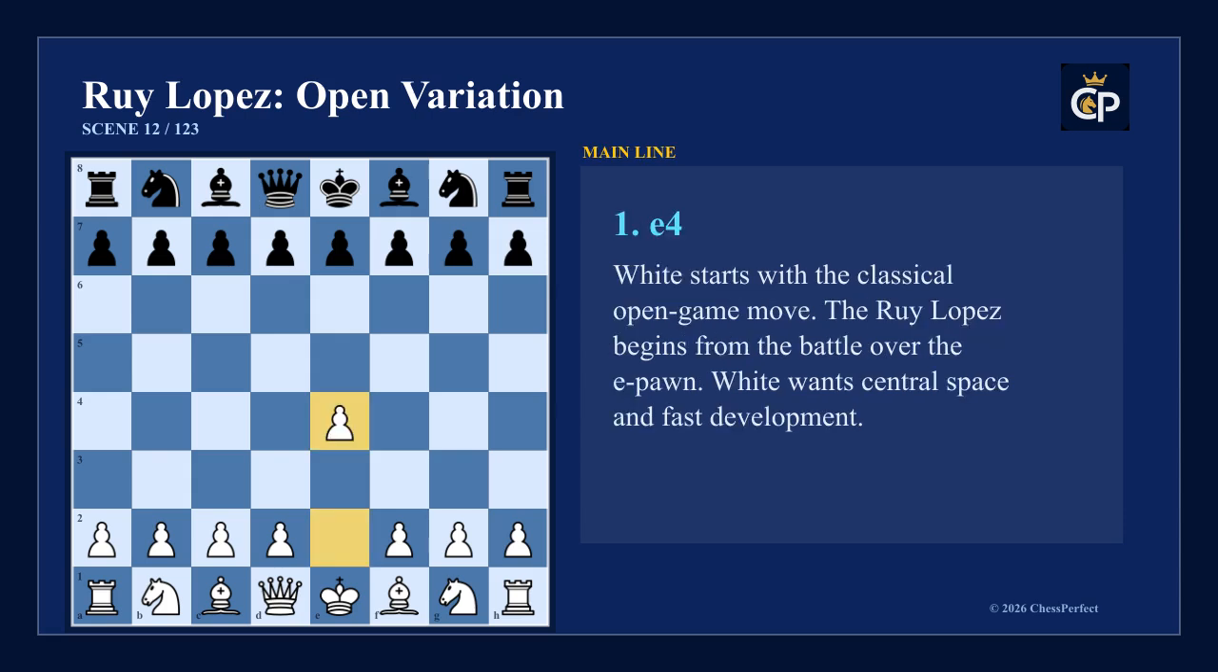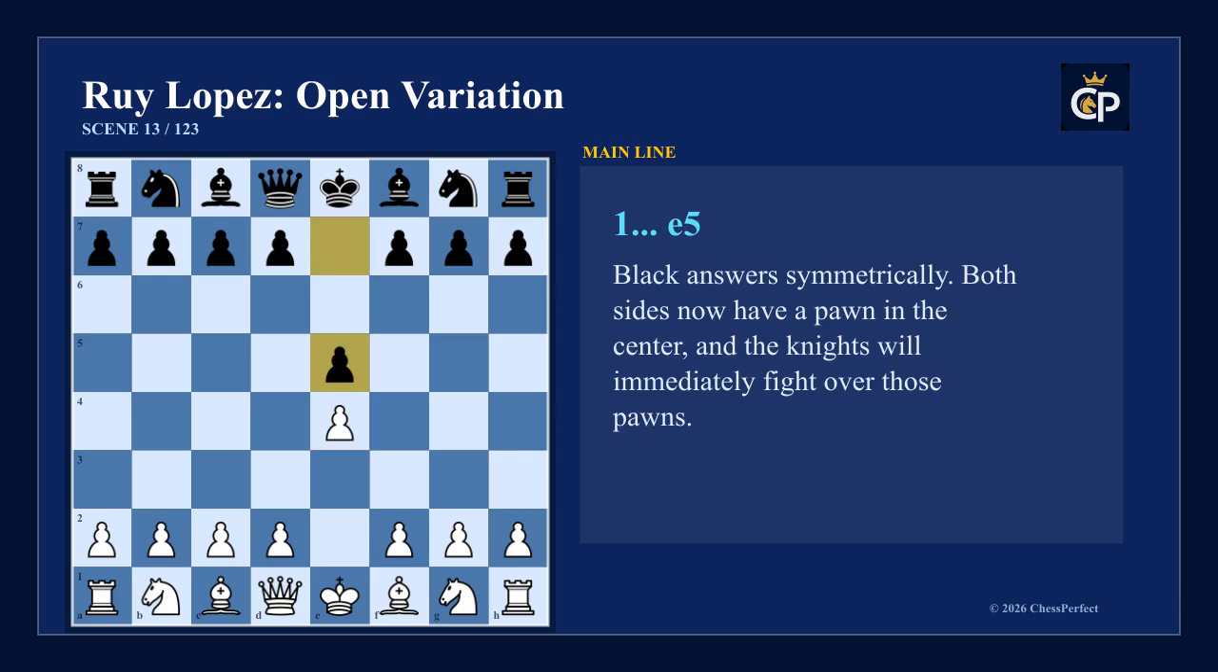e4. White starts with the classical open game move. The Ruy Lopez begins from the battle over the e-pawn. White wants central space and fast development. e5. Black answers symmetrically. Both sides now have a pawn in the center, and the knights will immediately fight over those pawns.